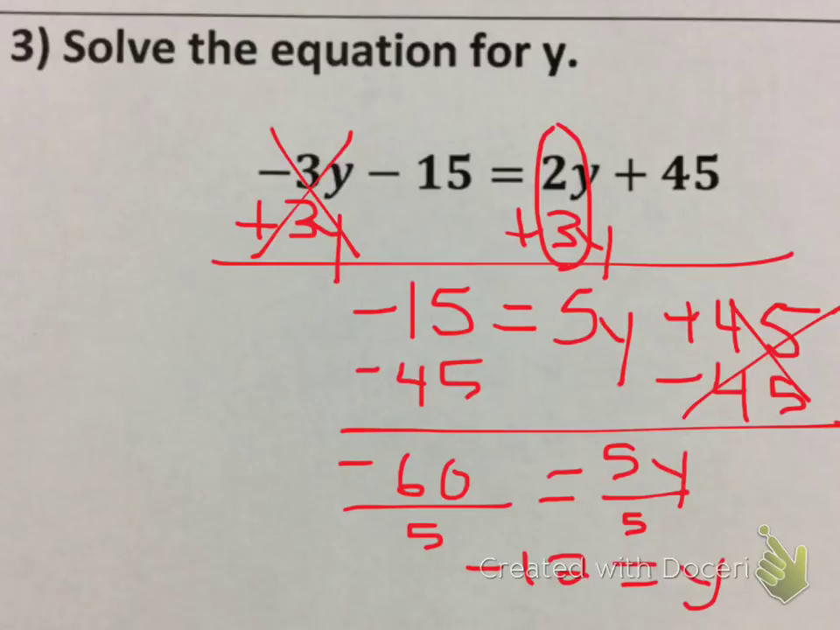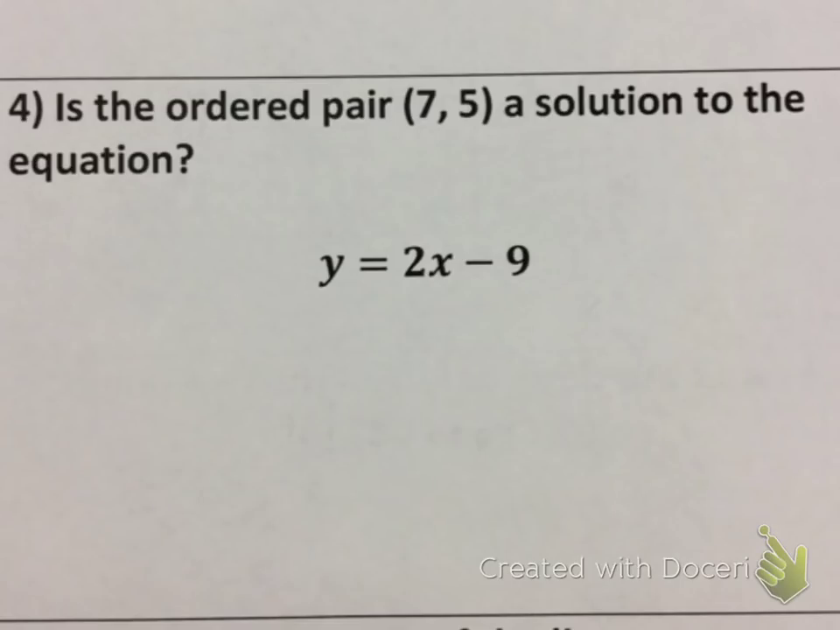That's my solution for this particular problem. All right, let's take a look at number 4. Number 4 says, is the ordered pair 7, 5 a solution to the equation? If you notice on this equation right here, I have a y value and I have an x value. Well, guess what I have up here? I have an x value and a y value. So really all this problem is asking me to do is substitute those numbers into the equation.